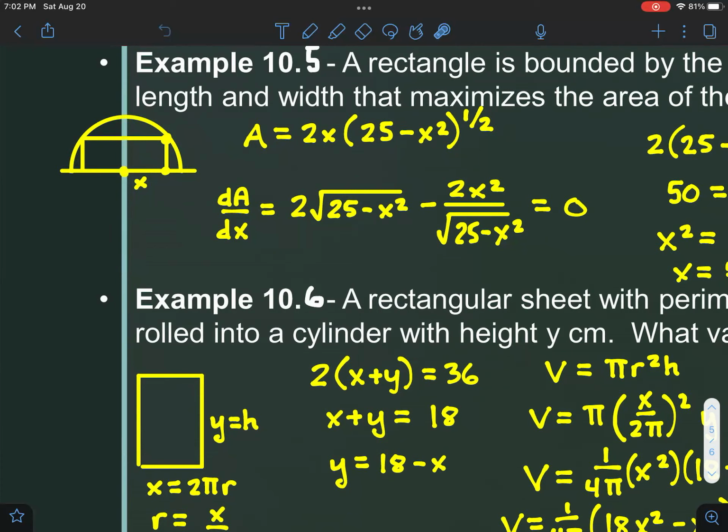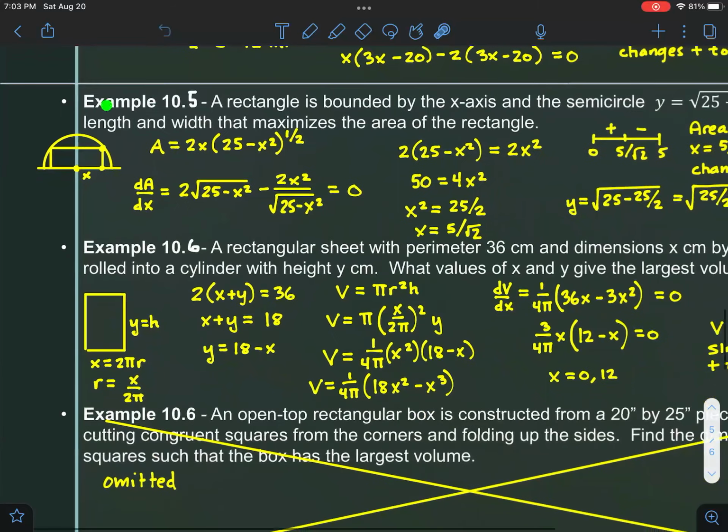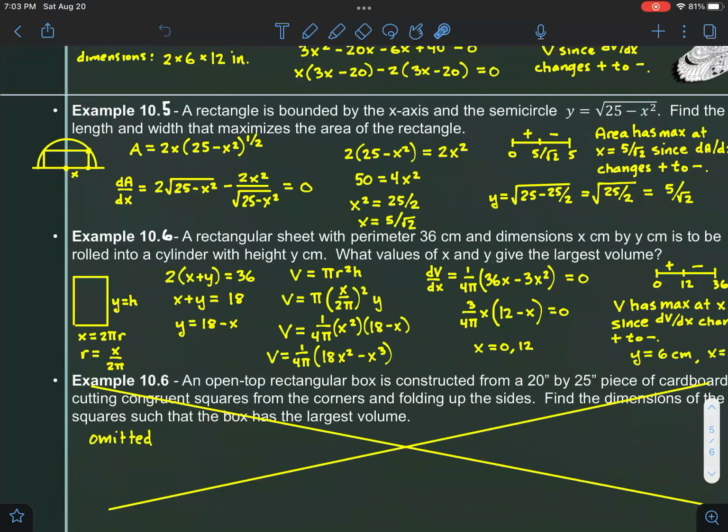Okay, and I'm just noting that if I choose to move a certain distance on the positive x-axis, we'll call this distance x, then the full length of my rectangle would be 2x, and the height would be exactly equal to the value of the semicircle function at the x value we've chosen. So quite literally, the height would be square root of 25 minus x squared.